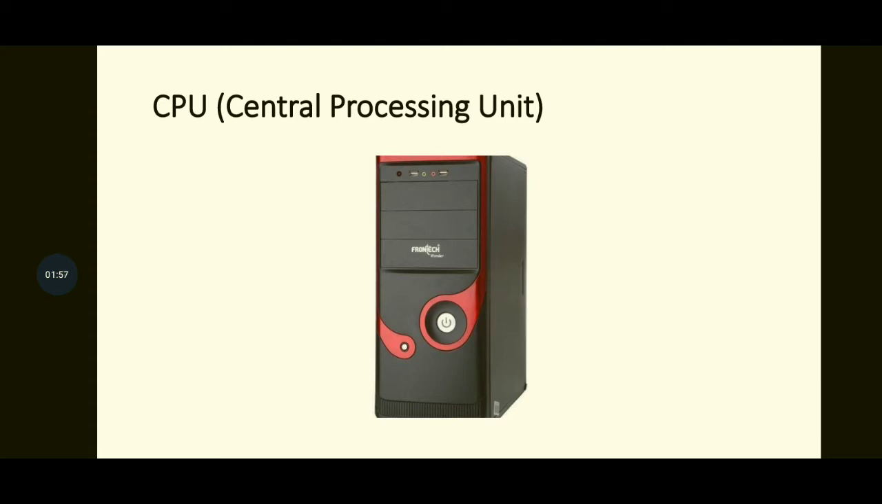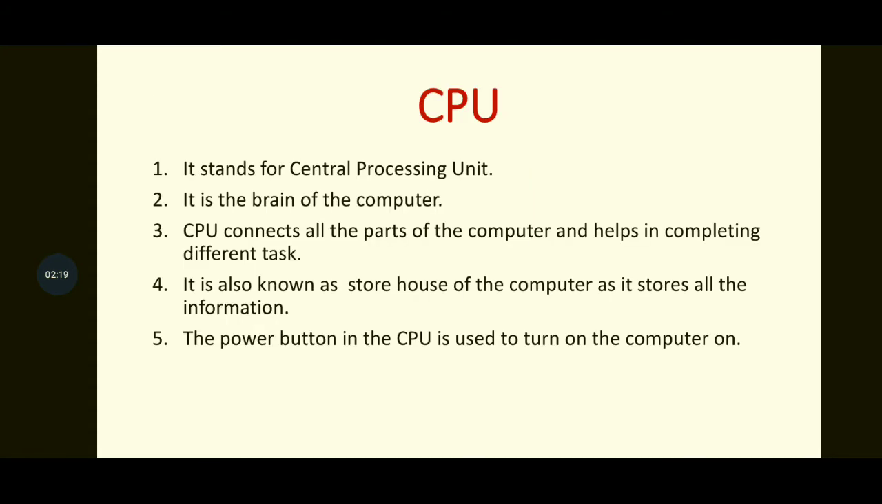CPU is nothing but Central Processing Unit. This CPU is the brain of the computer. We all have a brain, and we know what the functions of the brain are. Without the brain, we cannot do anything. The brain controls us to do all the things. Likewise, without the CPU, we cannot perform any functions in the computer. So CPU is the brain of the computer.